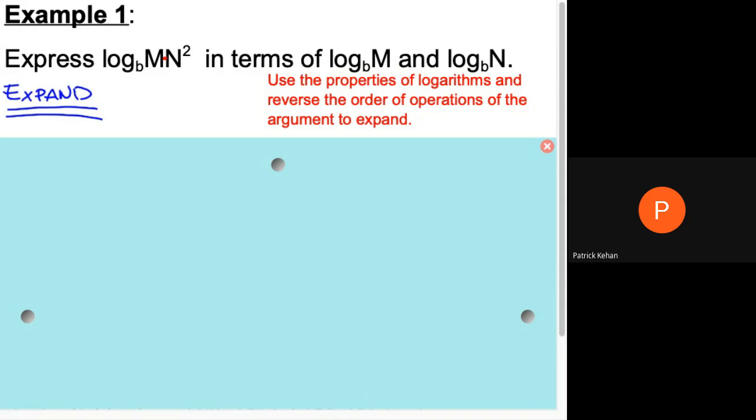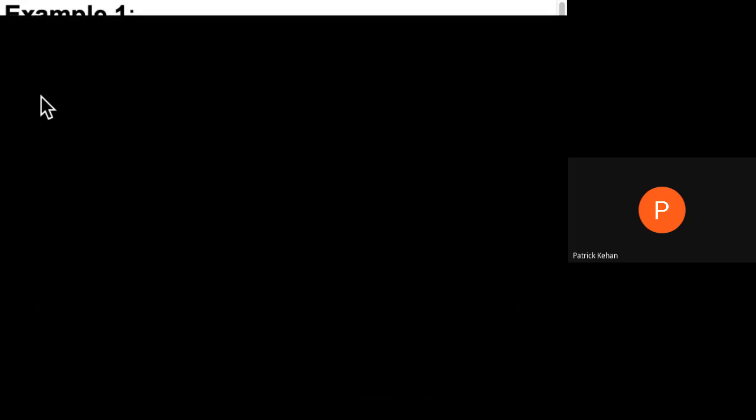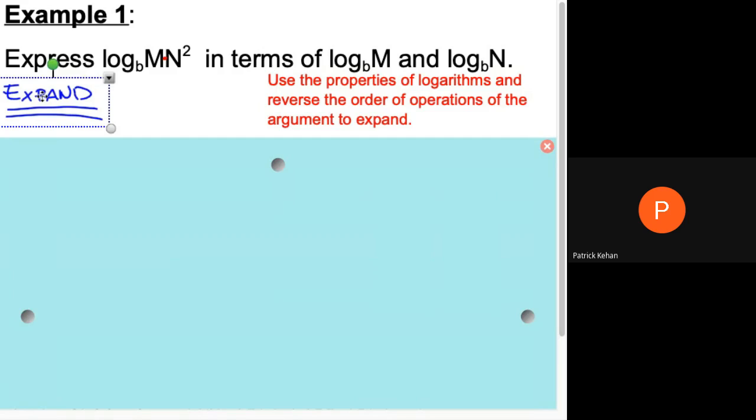All right, so for our first example here, it says express log base b of m times n to the second power in terms of log base b of m and log base b of n. So we're just really working with that first property and the exponent property there, right? Another way of asking this question is to just expand this logarithmic expression.